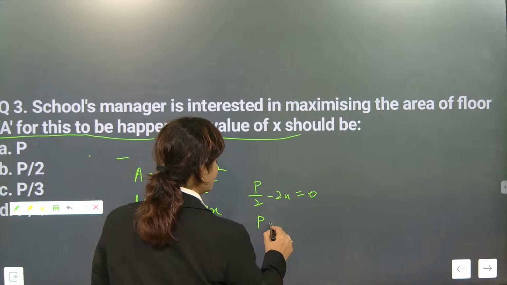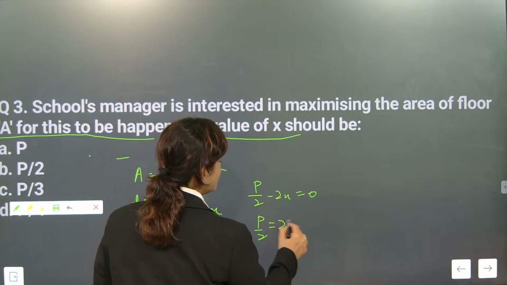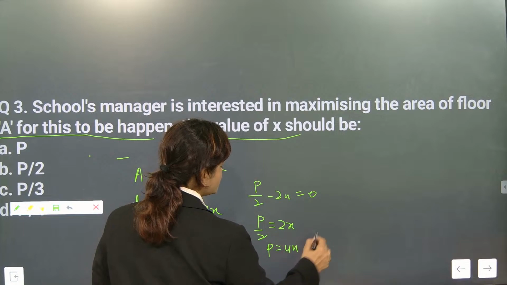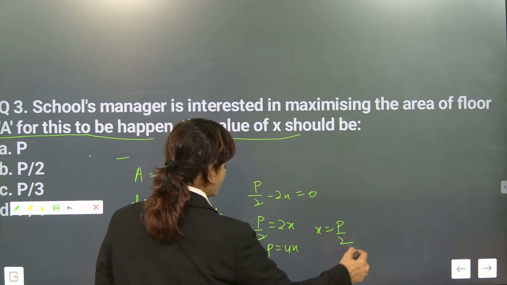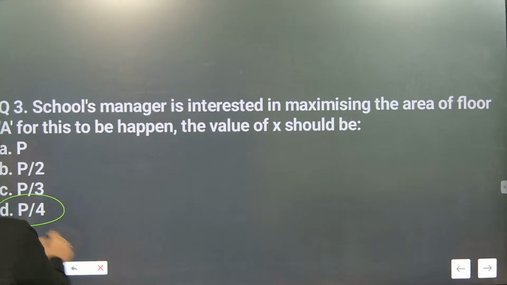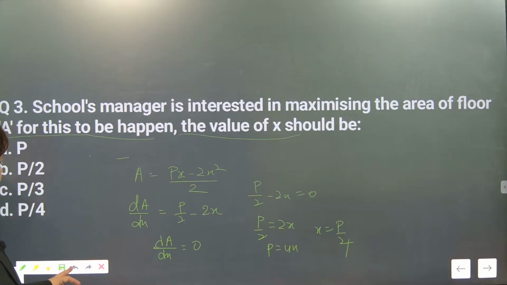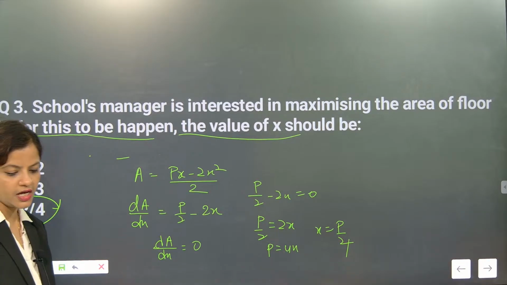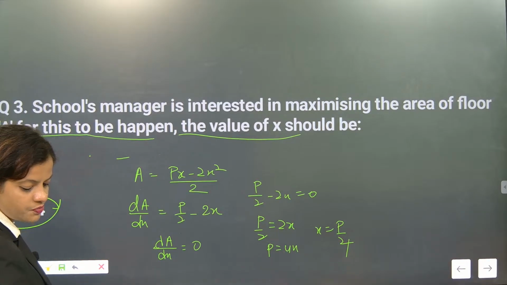So p by 2 is equal to 2x. It will shift, so p is equal to 4x. So x is equal to p by 4. The correct answer, the x value, is coming as p by 4. This is what they asked. X is coming as p by 4.